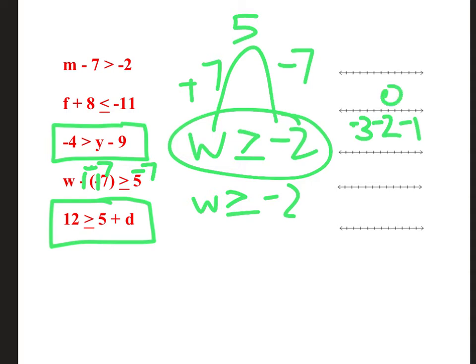Is it filled in or not? Remember, this is what you're looking for. If it's underlined, it's filled in. And we're talking about all the numbers that are greater than or equal to -2. So -2 works. -1.5 works. -1 works. 0 works. 13 works. Anything to the right of -2 and -2 itself works.